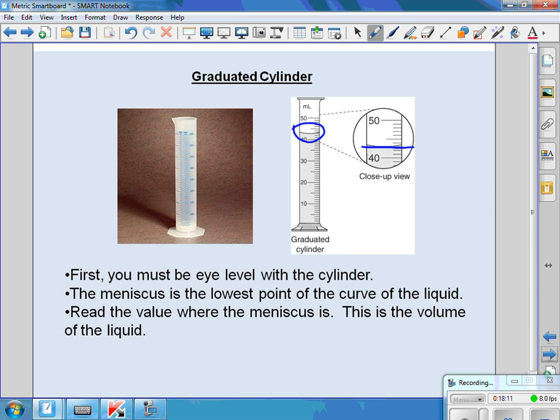So if I was reading this cylinder in this picture, I would have 40, and then I have 41, 42, and 43. So I have 43, and since it's right on the line, my decimal point would be a 0. If it wasn't right on the line, I would have to estimate what that first decimal number would be. And since this is a graduated cylinder, we are measuring volume, and we're going to use milliliters. That's the proper unit for measuring in a graduated cylinder.